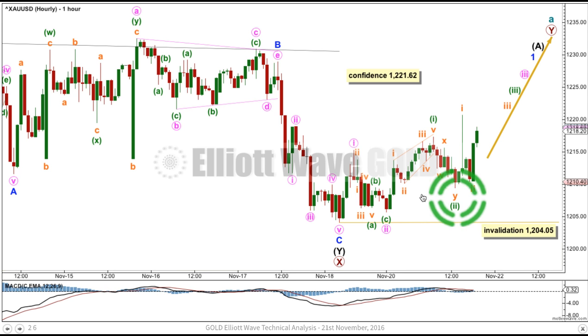Either way, I don't see from this low to either this high or this high a complete 5 up. I can see a 5, 3, 5, 3 and possibly another 5. And so we don't have a complete minor wave 1 upward.